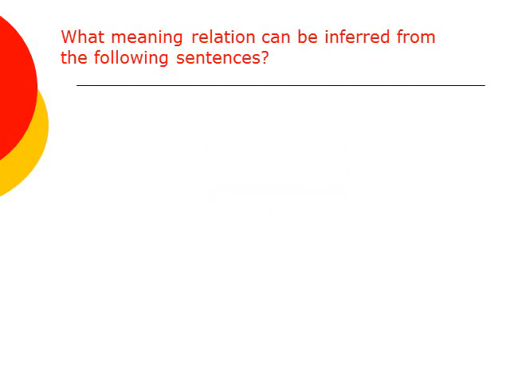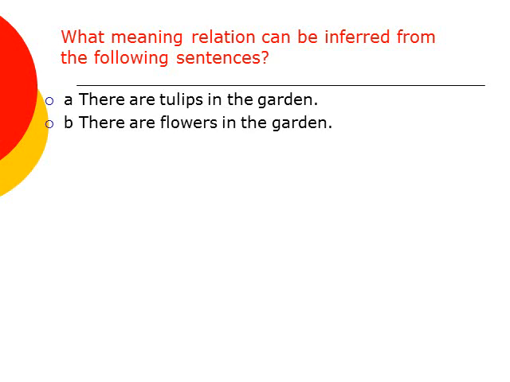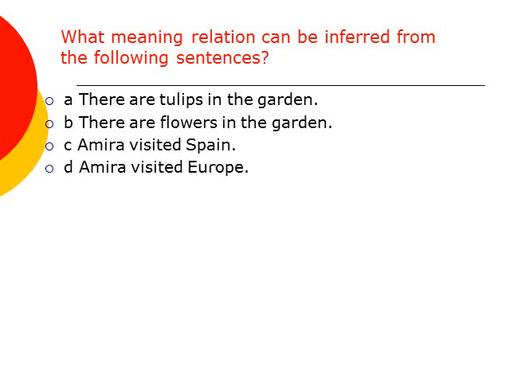Let me start by asking you, what meaning relation can be inferred from the following sentences? There are tulips in the garden. There are flowers in the garden. Amira visited Spain. Amira visited Europe. Please pause the video and try to think of the meaning relations that exist between the first and second pair of sentences and the third and fourth pair of sentences.